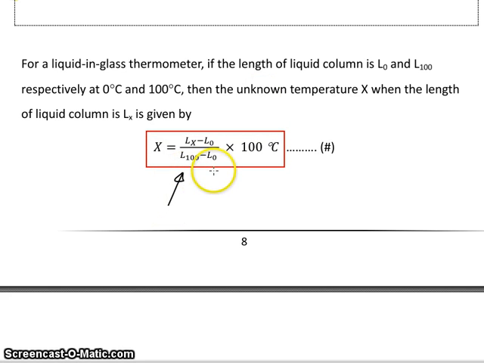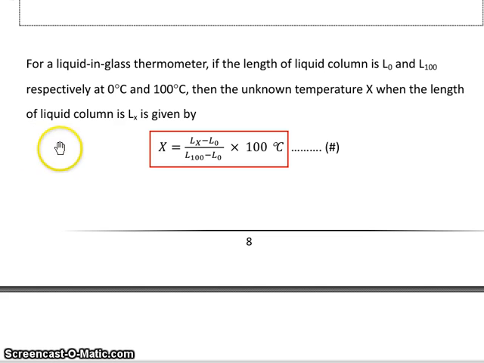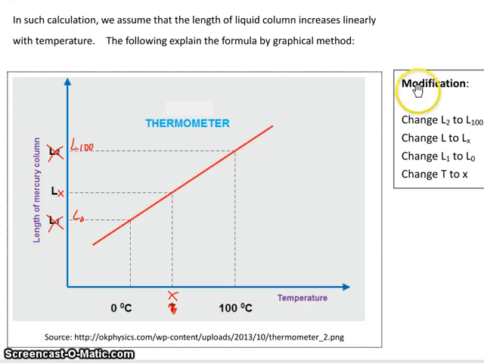From above, we know the length of the liquid column at 100 degrees Celsius, and we know the length of the liquid column at 0 degrees Celsius. Then we should be able to tell the temperature X when the length of the liquid column is Lx. Let me explain this very important formula using the picture on the next page. First of all, we should make the following substitutions. You change L2 to L100, you change L to Lx, you change L1 to L0, and this T, change it to X.